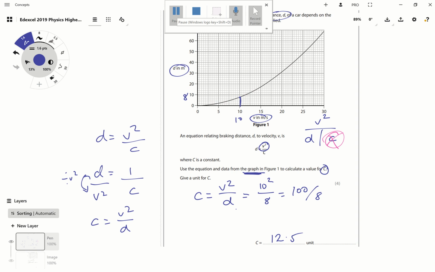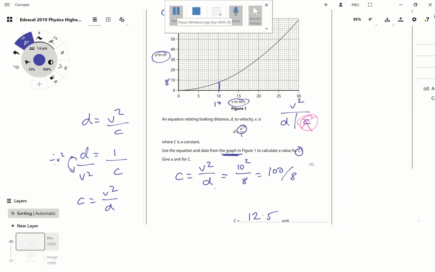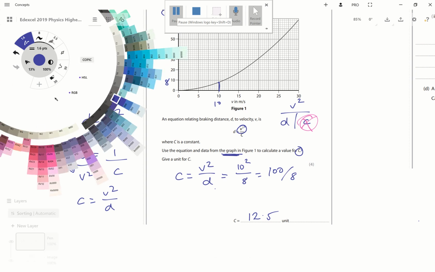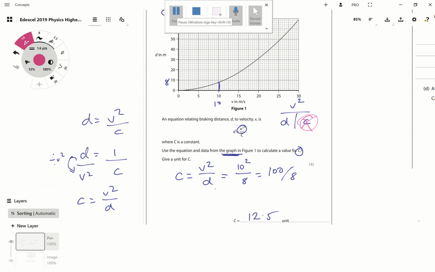Now for the tricky part. So the tricky part is I've got to give this a unit. Well, we can see, and I'm going to delete a few things here and change my colour. Let's get that nice pink again. My units are, I've got meters per second and I've got meters. So now I can write that as V squared is meters per second squared. So if I square that, meters squared per second squared. And then I've got to divide that by meters. Okay, so perfect.